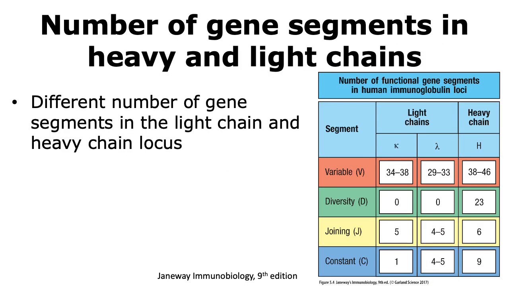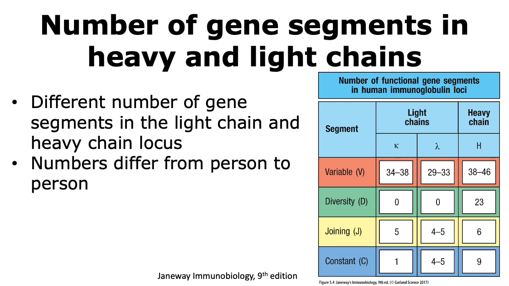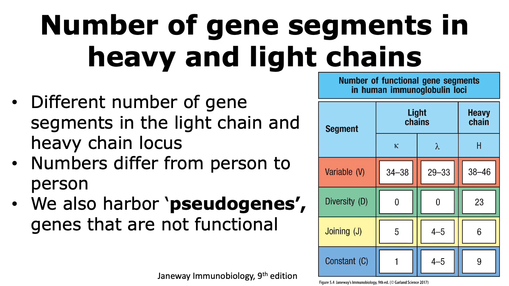When we look at how many gene segments are present in the light chain and heavy chain locus of the immunoglobulin genes, we observe that these numbers differ from person to person. So different people can have different variable or V gene segments, different diversity or D gene segments, and different joining or J gene segments. It should also be noted that not all gene segments are going to be functional, because we do also have pseudogenes, which are genes or gene segments in this case that are not going to be functional due to the presence of mutations.